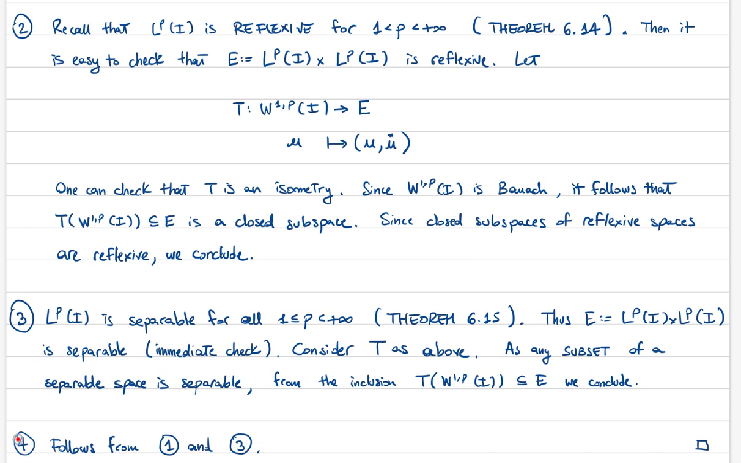And finally 4, which stated that H^1 is a Hilbert space, which is separable. This follows immediately from 1 and 3.